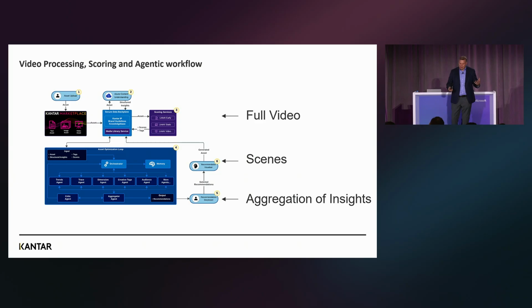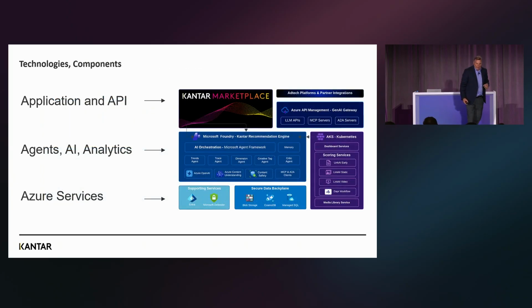improve the process. In terms of the technology stack, as I said, we build this on top of Microsoft Foundry, use all the underlying services that they provide. Not all of them, but we don't use A2A yet, but we probably will. We use, of course, Azure API management for Gen AI servers and so forth. We store everything in Fabric in the data backplane. Our own analytics are running as custom models on Kubernetes using Azure ML.